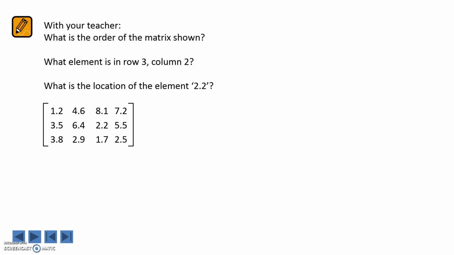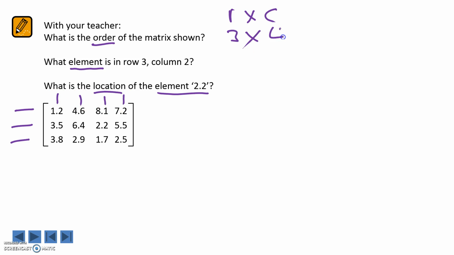3 by 4. In our last example, we've got 1, 2, 3 rows and just 1 column. Another way that we could test your knowledge of a matrix is we might ask you the order, which we've just done. We could ask you where a particular element is, and where might the location of a particular element be. So let's do that. What is the order? So rows before columns, 3 rows, and our columns are 1, 2, 3, 4.